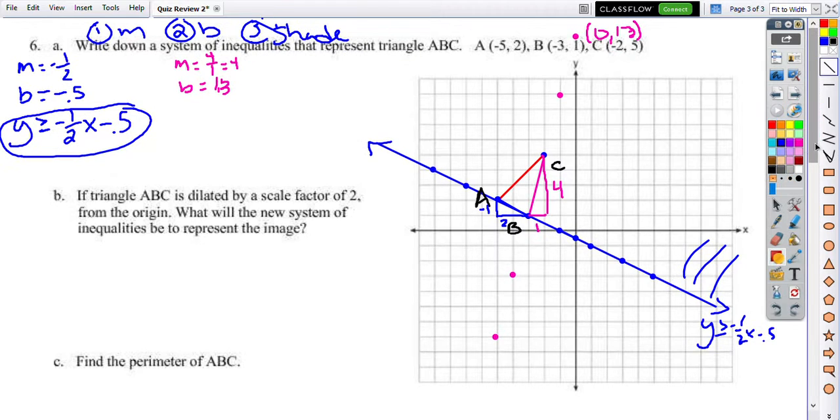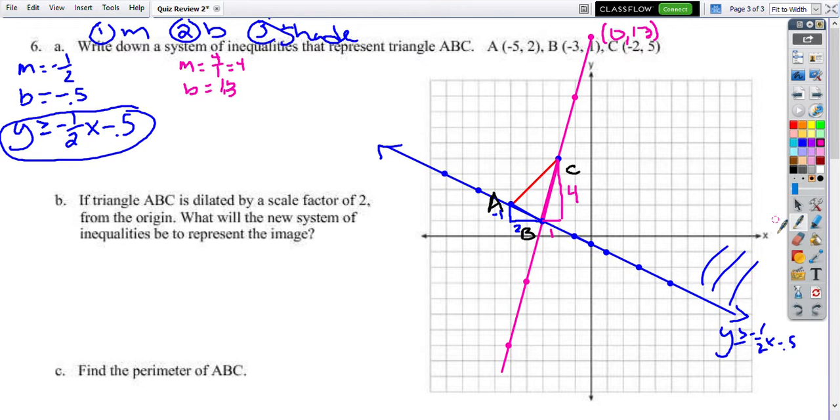So we take this line, and we're shading up to cover the triangle. So that's a greater than or equal to. Remember our slope, 4x, and our y-intercept is positive 13, so plus 13. So that's our second inequality: y greater than or equal to 4x plus 13.